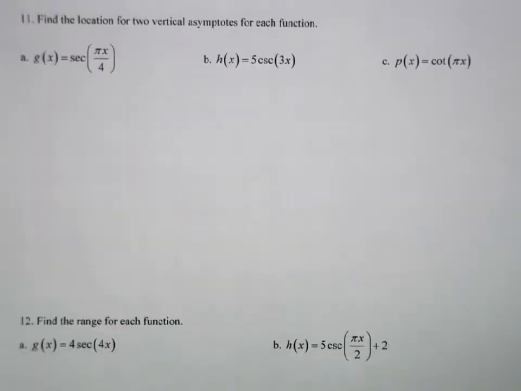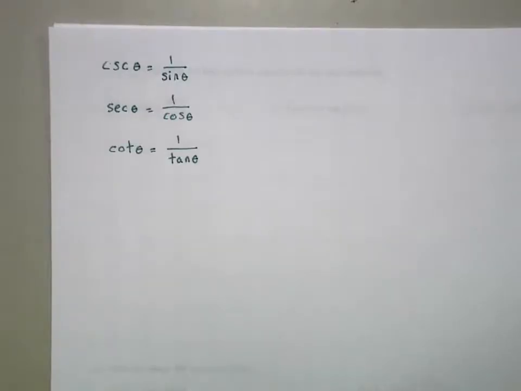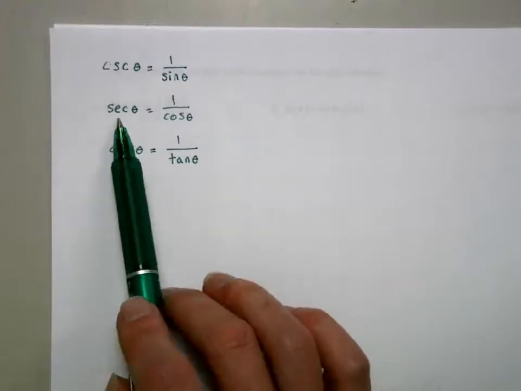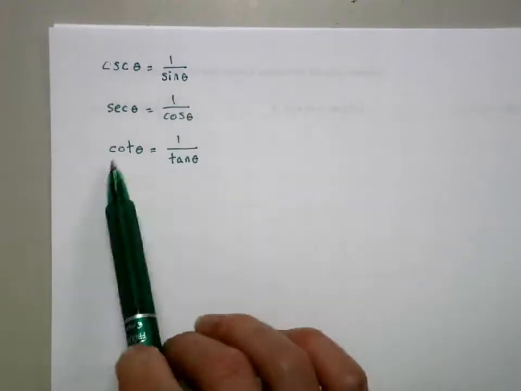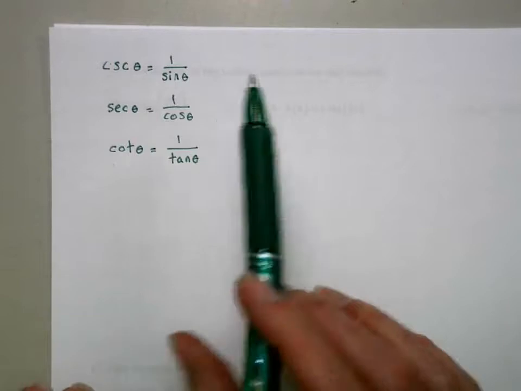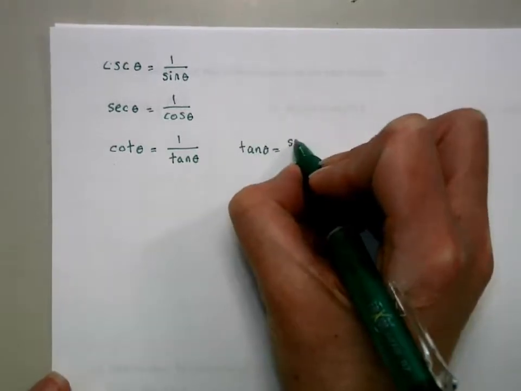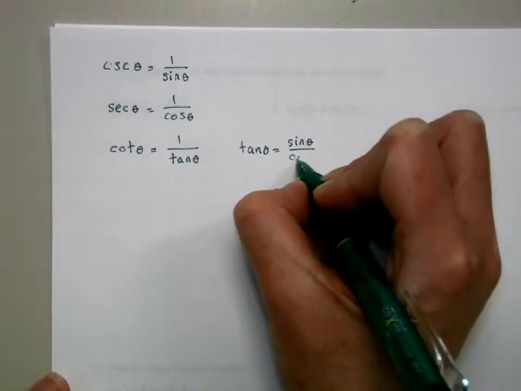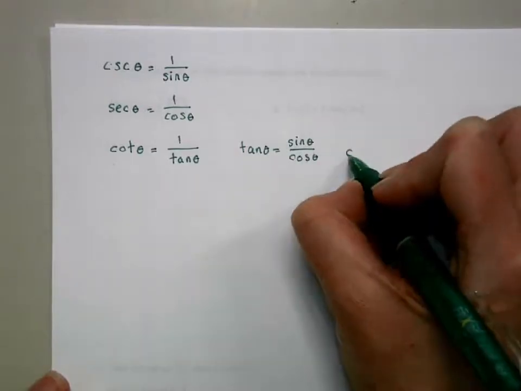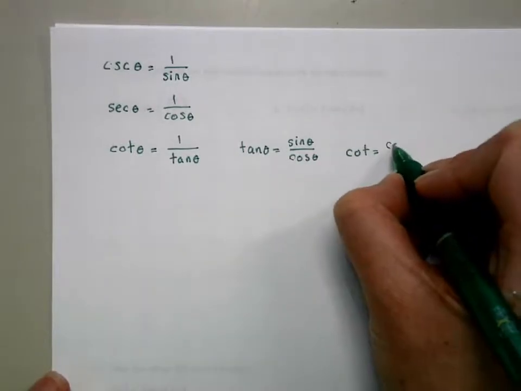In topic 311, you were introduced to the secant, cosecant, and cotangent functions. Cosecant is the reciprocal of sine, secant is the reciprocal of cosine, and cotangent is the reciprocal of tangent. Since tangent is equal to sine over cosine, that means cotangent is equal to the reciprocal of that, cosine over sine.